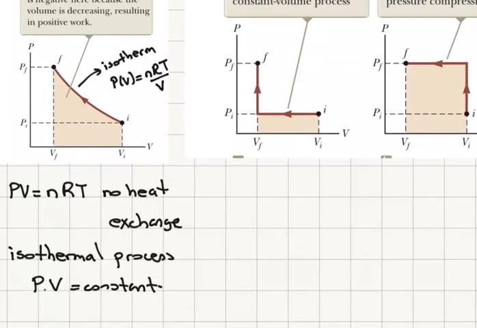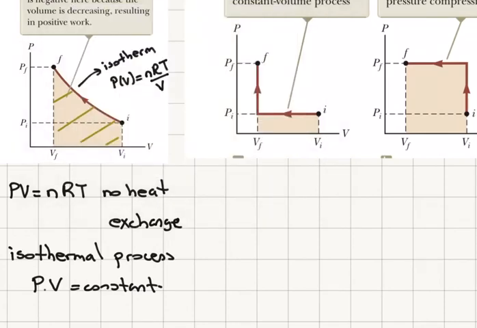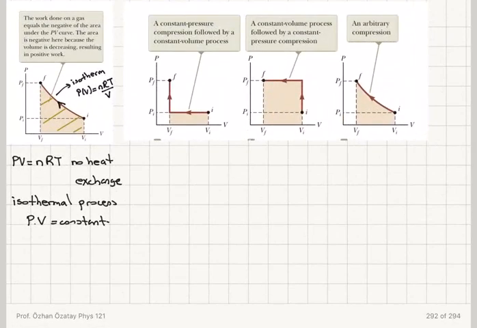Now, if I try to calculate the area under this curve, going from V initial to V final, P initial to P final, so basically I follow this path, the area that I will calculate will be the integral from V initial to V final of P dV. However, the work done on the gas is going to be equal to minus the integral from V initial to V final of P dV.